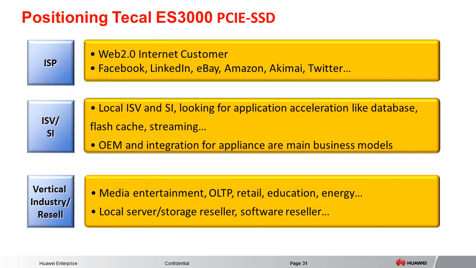So positioning our PCIe, as I indicated in one of the early charts, is for Web 2.0 internet customers, Facebook, LinkedIn, eBay, Amazon. Anybody can take advantage of the lowest latency. Anybody that wants to take advantage of the acceleration needed, such as the databases I indicated. And anybody that wants to really take advantage of VDI, or you want to do flash cache streaming.